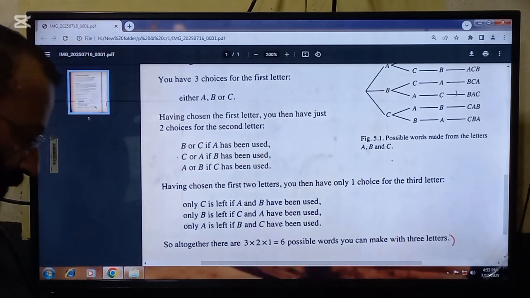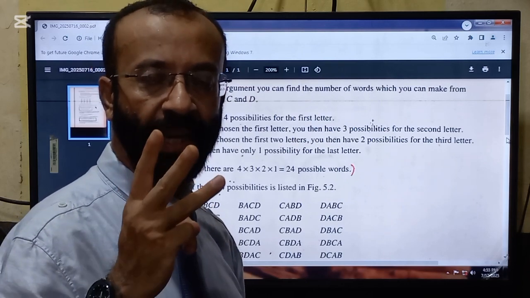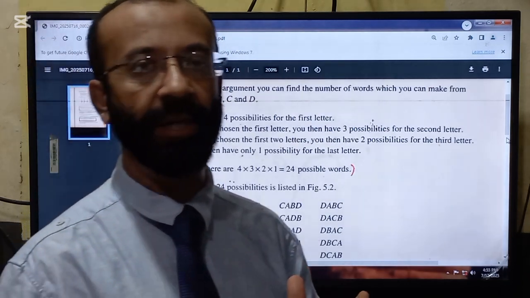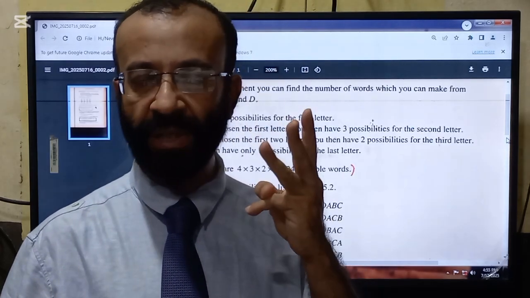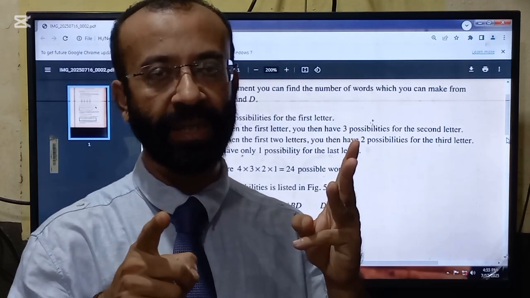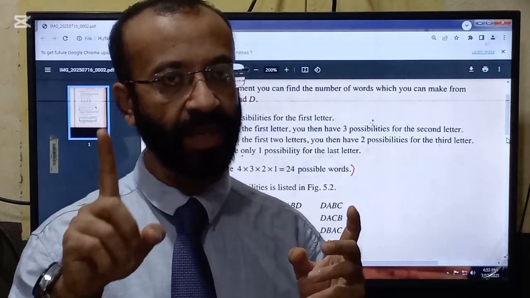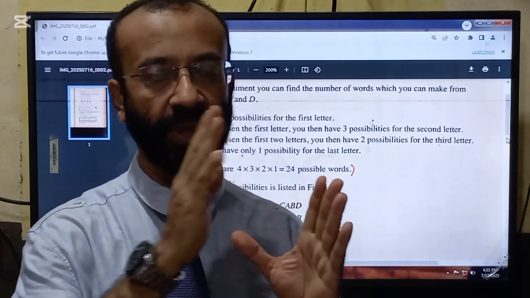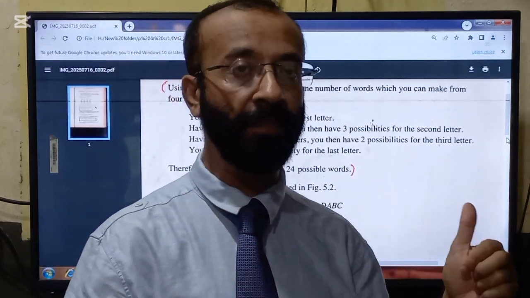So the formula which we have derived is that if there are three letters and we are required to form three-letter words, there are three choices for the first letter, so 3, then two choices left for the second letter, so 3 into 2, and one choice left for the third letter, so 3 into 2 into 1. This is the formula which is derived in the previous example.